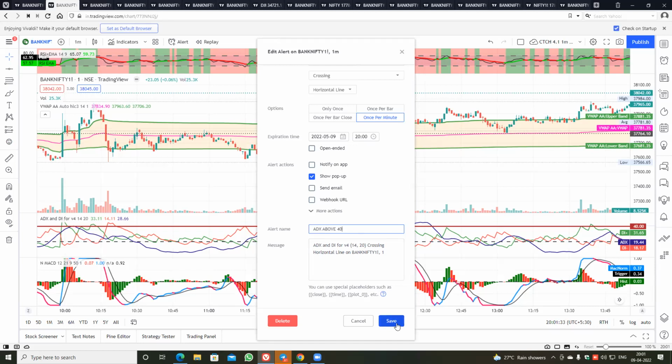Now below the message, what you will get in the alert, you have to change. You don't need such a big message. Just change it to ADX above 40. Remove everything else. What you need in the alert is ADX above 40. So this is the message that will appear when that notification comes in your app, and also it will pop up. Very good. Excellent.